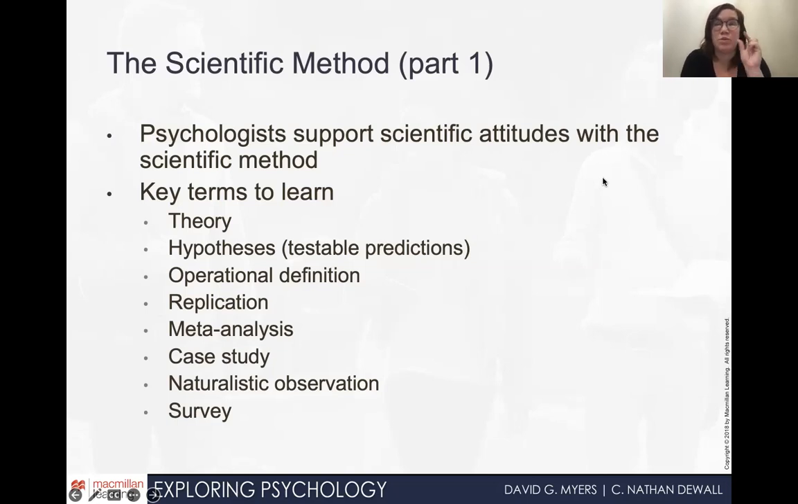So some key terms we need to make sure we know as we're going through this are theory, hypothesis, operational definition, replication, meta-analysis, case study, naturalistic observation, and survey. We're going to go over what each of these things are as we go through the slides. But brief definitions: a theory is just an idea of how certain things happen in the universe, right? We have like the theory of gravity, right?